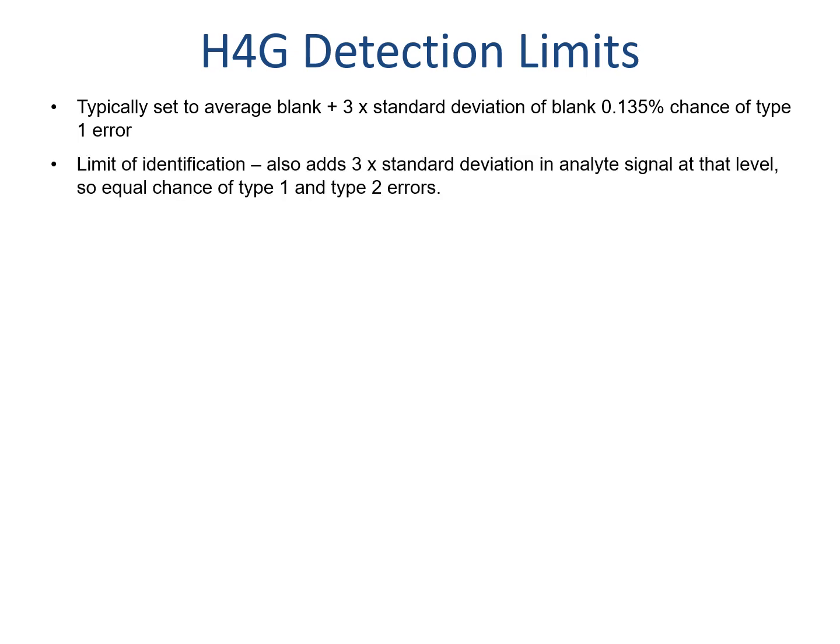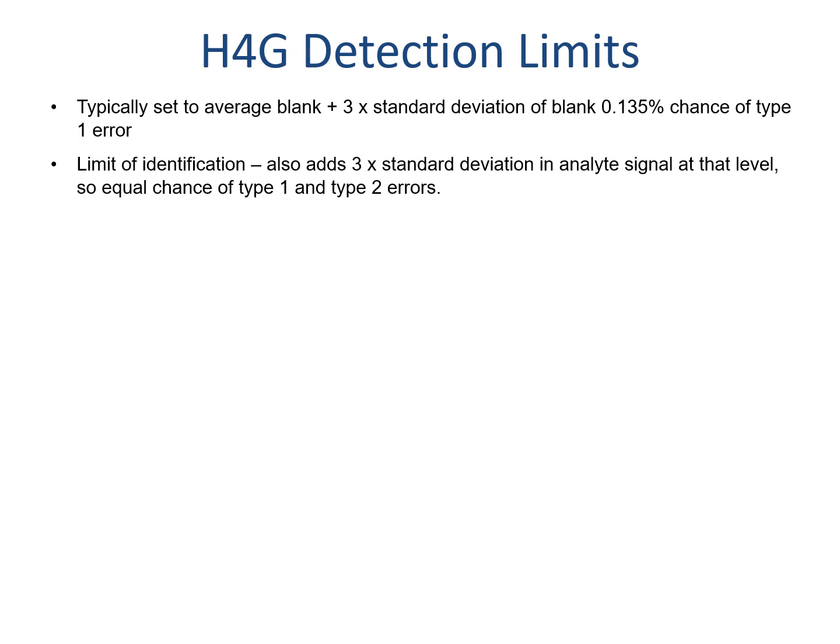Sometimes we also talk about the limit of identification rather than detection. It adds the standard deviation of the analyte signal at that level on top of the 3 times standard deviation of blank. By using both the analyte signal and the blank signal, we can be equally sure that a non-detect at the limit of identification is actually a zero value, as we can be sure of a detection actually meaning something.